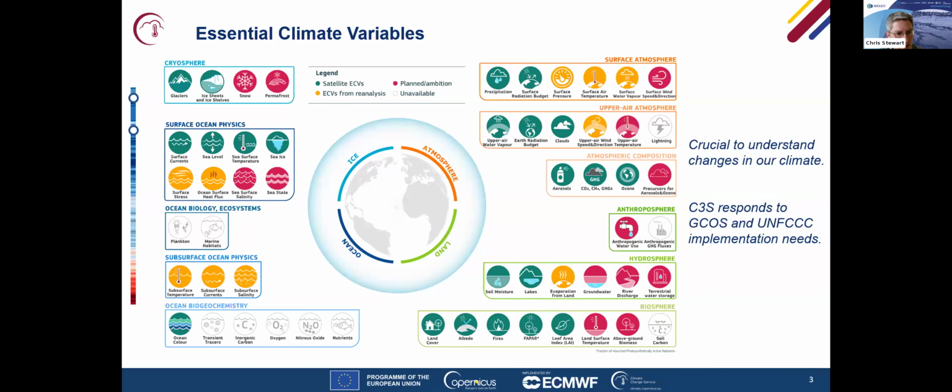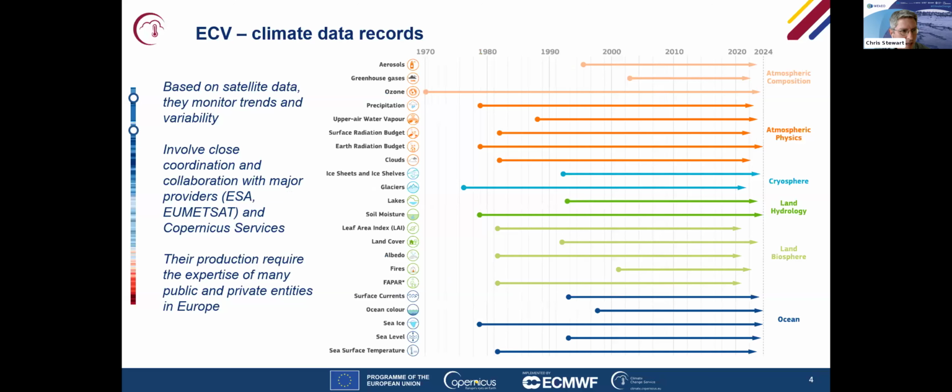So what you see in this figure is the essential climate variables. These are variables as defined by the Global Climate Observing System that really characterize the climate. And you can see they're grouped into different variables of the surface, of the atmosphere, hydrosphere, the cryosphere, and so on. So these are variables that can be measured and that accurately describe the state of the climate.